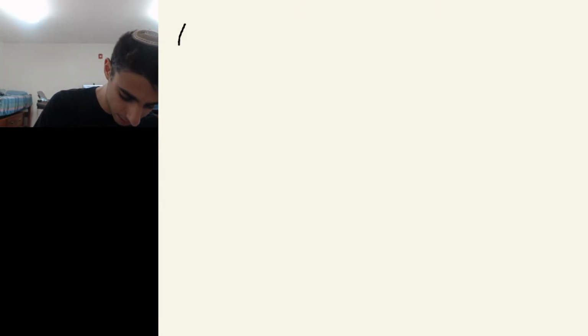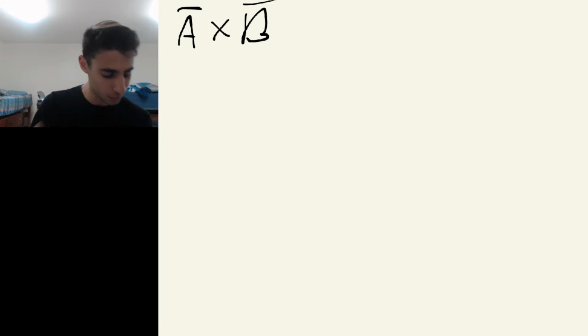Imagine we have two vectors, A cross B. What does A cross B mean? What do we mean when we say this? Well, let's break it up.